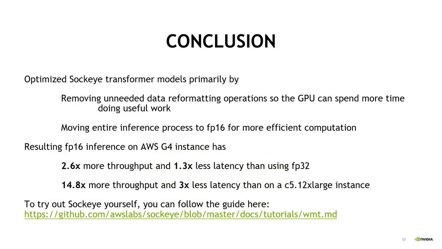To conclude, in this presentation, I have shown that we have optimized Sockeye transformer models primarily by 1. Removing unneeded data reformatting operations so the GPU can spend more time doing useful work, and 2. Moving the entire inference process, which includes the beam search step and not just the decoder, to FP16 for more efficient computation. We have also shown that the resulting FP16 inference on an AWS G4 instance has 2.6 times more throughput and 1.3 times less latency than just by using FP32, and when compared to a C5 12x large instance, has 14.8 times more throughput and 3 times less latency.